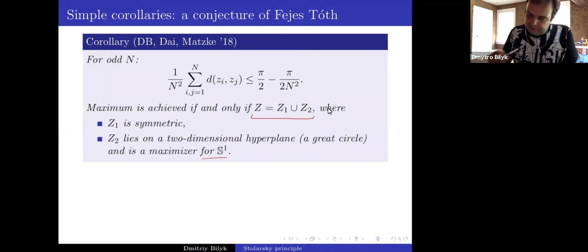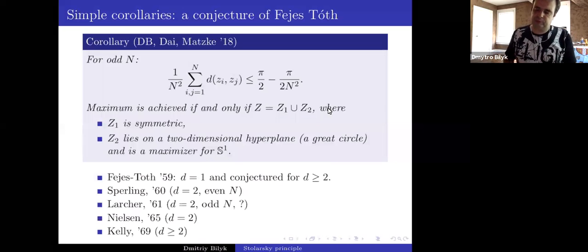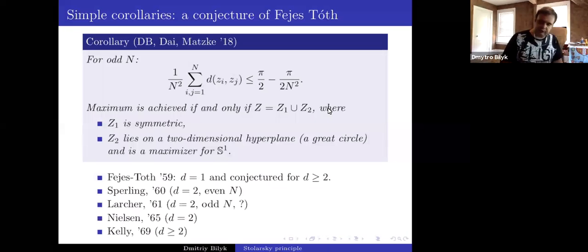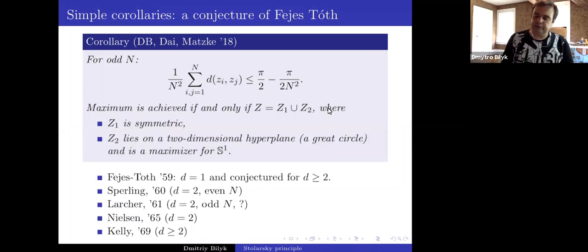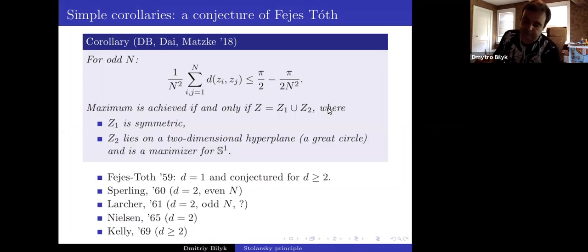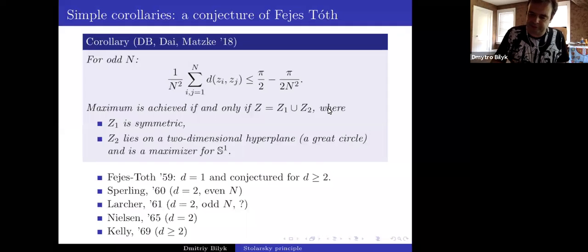Okay, and actually this problem has a long history. It was posed by Fejes Tóth. He proved it in dimension 1 on the circle, and then conjectured it for other dimensions. There were a series of papers where these things were proved. So I think in this full generality, we were the first ones writing it down. I don't claim that we solved the Fejes Tóth conjecture, but this definitely gives a very simple proof. So it's a very nice application of the Stolarsky principle to a problem in discrete geometry.